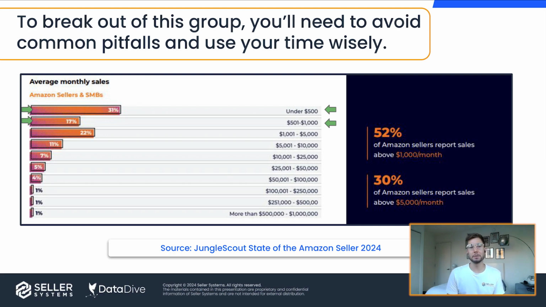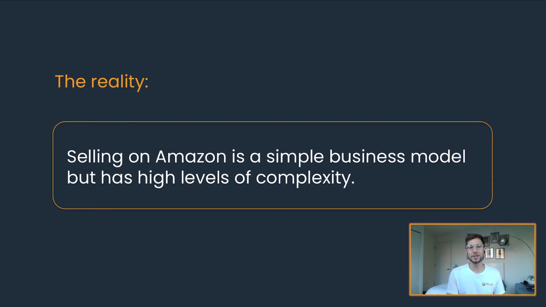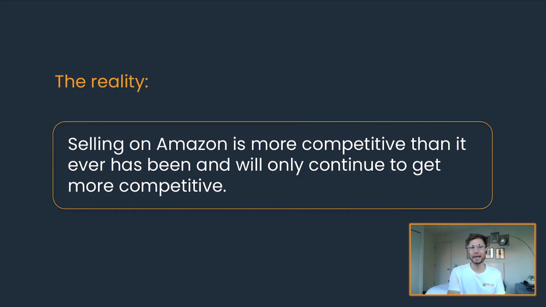So I think I've already explained this a little bit, but selling on Amazon is a very simple business model, but it has high levels of complexity. And another reality is that selling on Amazon now is more competitive than it has ever been, and it's only going to continue to get more competitive. But at the same time, the processes, the knowledge, the software and the tools that we have now make it easier and more accessible for anyone.